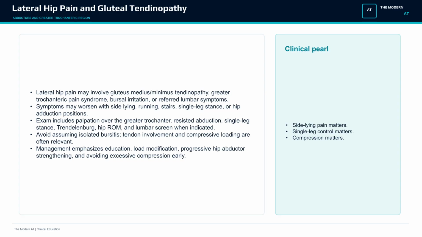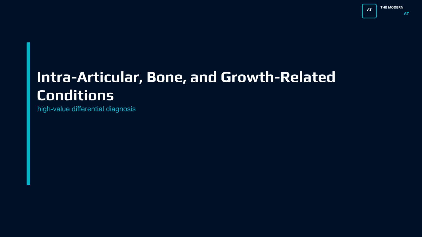The exam should include palpation over the greater trochanter, resisted abduction, single-leg stance, Trendelenburg observation, hip range of motion, and lumbar screen when needed. Do not assume isolated bursitis. Tendon load and compression are often part of the presentation, so management usually emphasizes education, load modification, and progressive hip abductor strengthening. This section shifts from common muscle injuries to higher-value differential diagnoses.